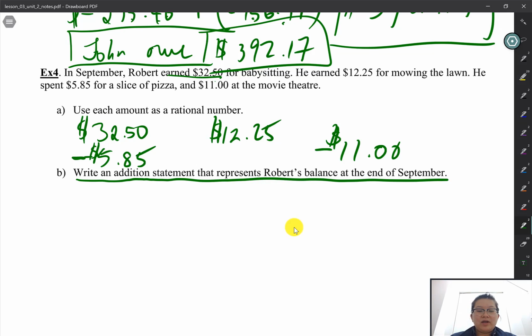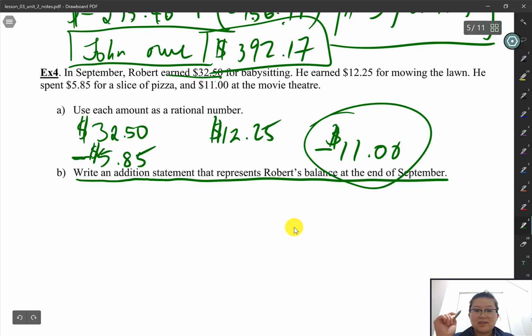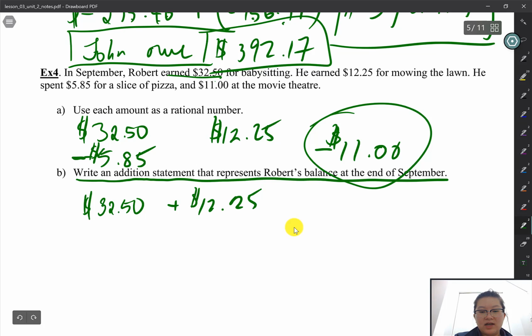month. So we're going to have to add everything together, and it makes sense because the amounts that he spends, we've written as a negative amount. If we add the negative amount, it just takes away from our total. Okay, so we add them all together, 32.50. Okay, we add the 12.25, and don't forget to include all your dollar signs.